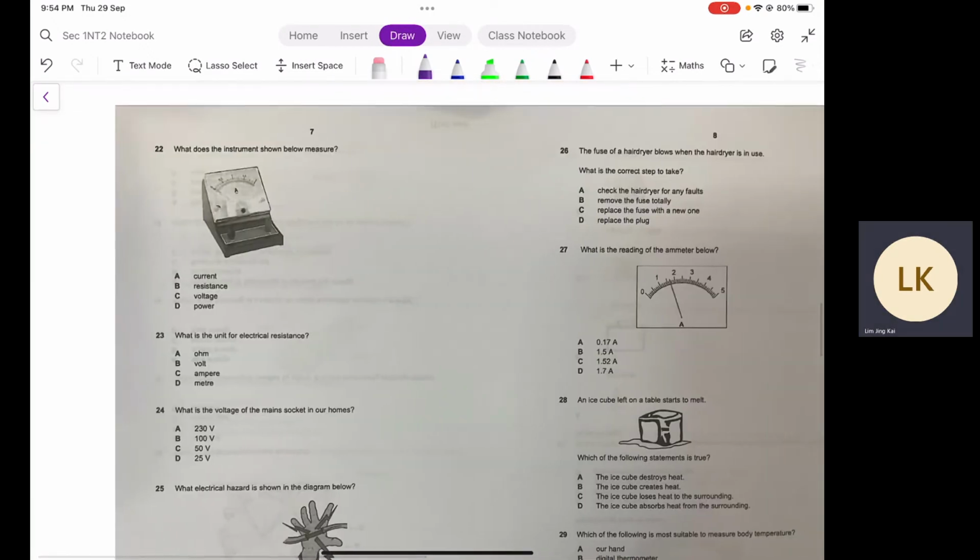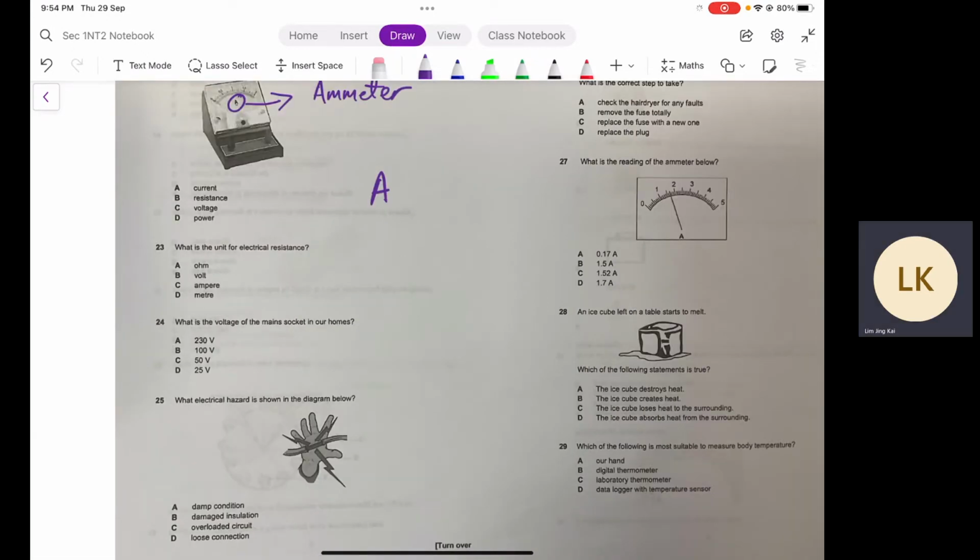Question 22. If you look at the picture given, you see a capital A in the center of the meter. This is actually our ammeter. An ammeter measures current, so the answer is A.